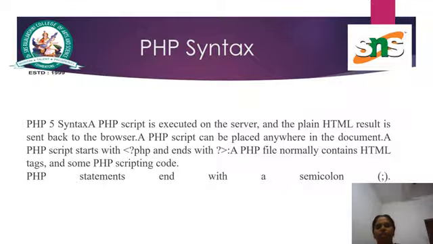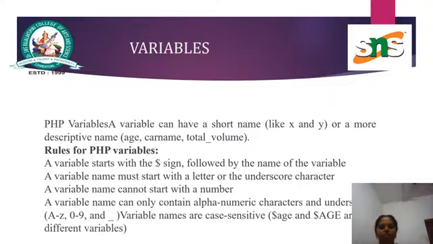A PHP file normally contains HTML tags and some PHP scripting code. So it is an embedding language, because in the HTML file we can include the PHP script also. PHP statements end with a semicolon. Normally we use the semicolon at the ending of the line. If we see the ending semicolon, we can find out that the line has ended.